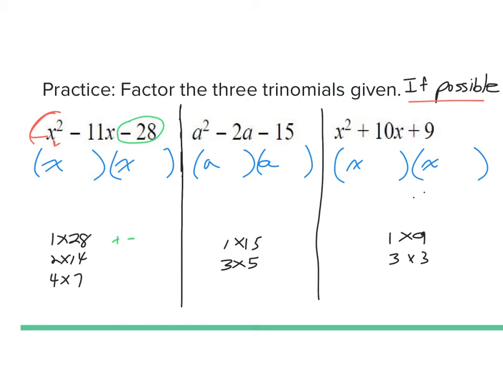So 1 and 28, if one was positive and one was negative, it's never going to get to 11. 2 and 14, again, if one was positive and one was negative, you'd end up somewhere around 12 or something like that. That's not going to work. The 4 and the 7, right away you go, oh, that's 11, but remember that one has to be positive and one has to be negative. In order for that to work, you'd have to make them both negatives. -4 and -7 would give you -11 when you add, but then when you multiply 2 negatives, you would get a positive. So this one actually is unfactorable. We call it unfactorable.